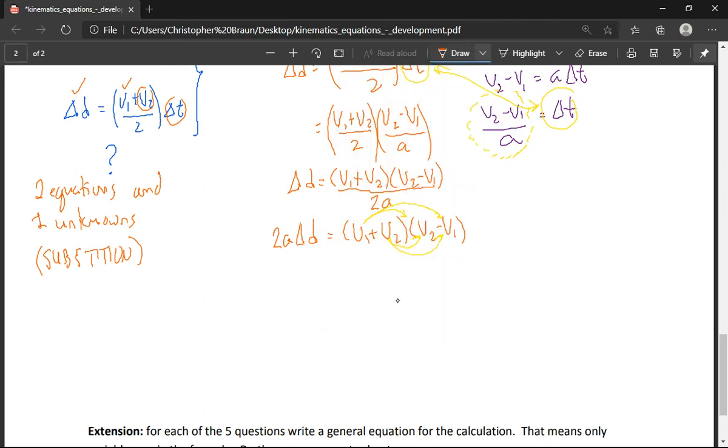Okay, so let's take a look. We go v1, so it's v1 times v2 minus v1. Now, v1 times v1 is v1 squared. And then here we go v2 times v2. Well, that's just v2 squared. And then v2 minus v1. So it's minus v1 v2.